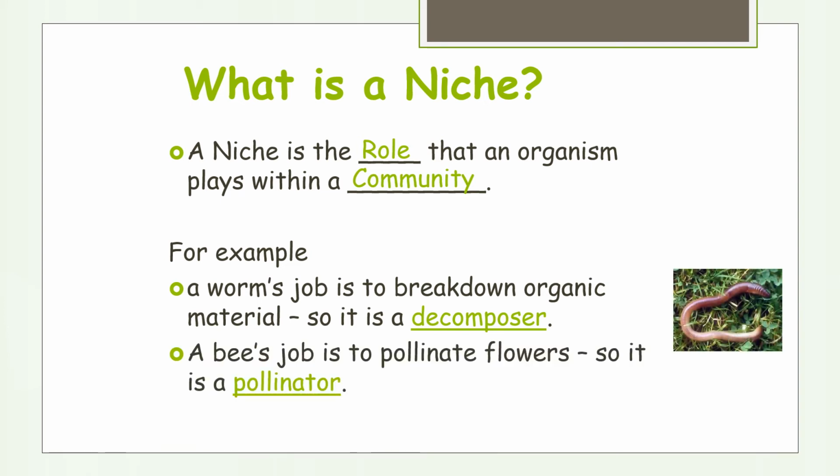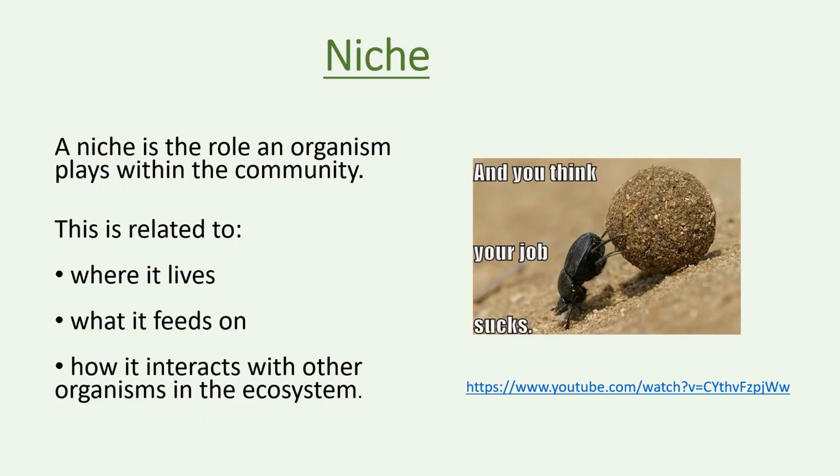A bee's job is to pollinate flowers, so it's a pollinator. So the bee's niche would be a pollinator. What do you think the niche of a Scottish wildcat is? So remember, a niche is a role an organism plays within the community. So this is related to where it lives, what it feeds on, and how it interacts with other organisms in the ecosystem.